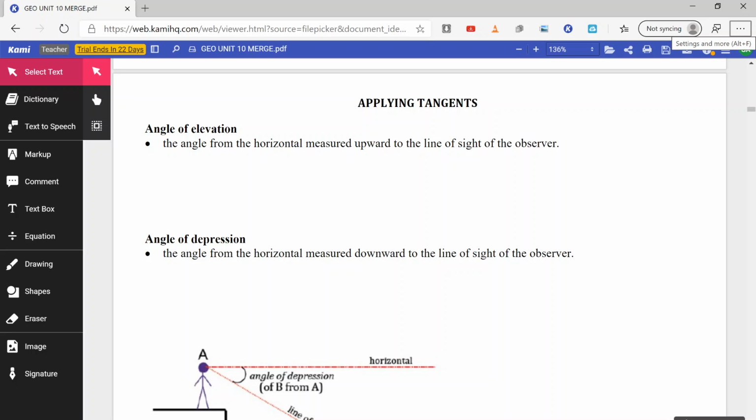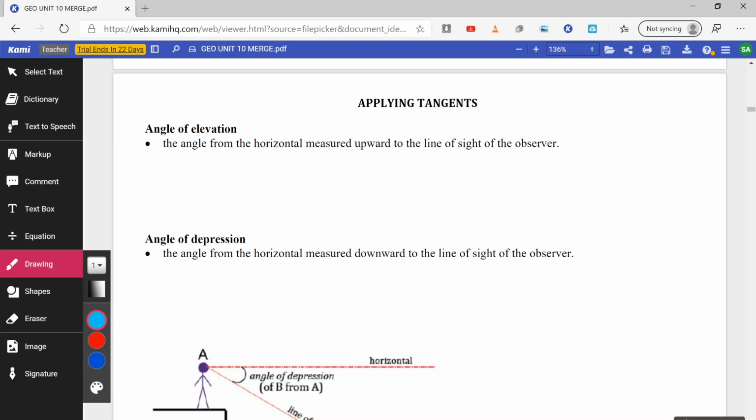What we're going to look at is how to apply tangents. Now, when it comes to applying tangents, it is a trigonometry function, so we have to remember our little acronym to see which sides go with which trig function. So we have SOHCAHTOA. So sine is equal to the opposite side over the hypotenuse.